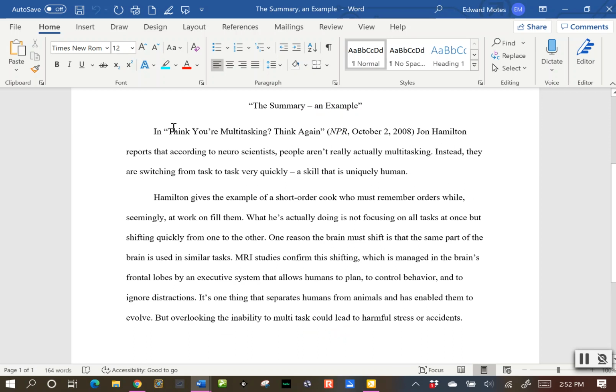So here it says, "In Thinking You're Multitasking, Think Again." So here's the article title, capitalization, it's in quotes, and then it's NPR, that's where it came from, they italicized it, comma, October 2nd, 2008, John Hamilton reports, so there's the author, he reports that according to neuroscientists, people aren't really actually multitasking. Instead, they are switching from task to task very quickly, a skill that is uniquely human. So here, we're talking about a topic, multitasking, and what's really happening with it. And that was best written in 2 sentences, and that's okay.